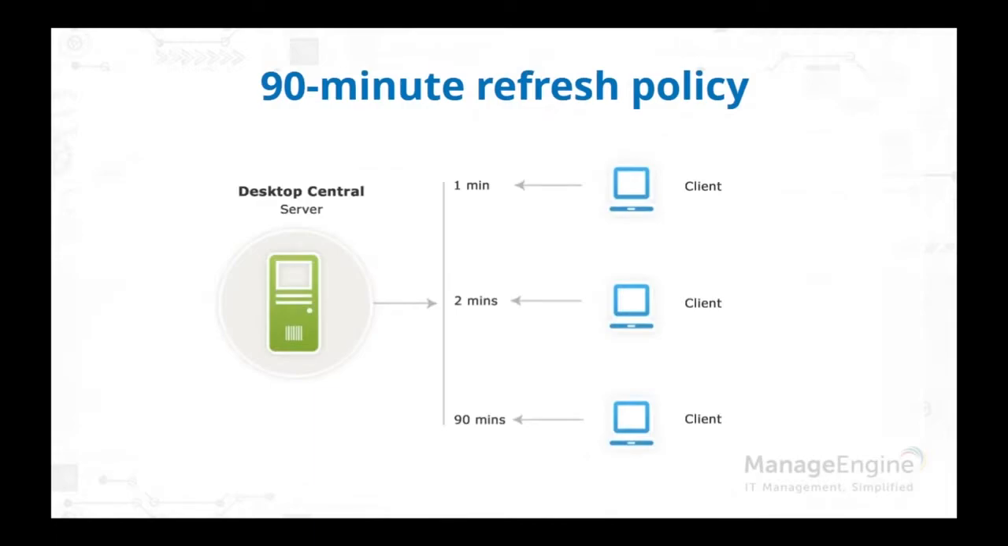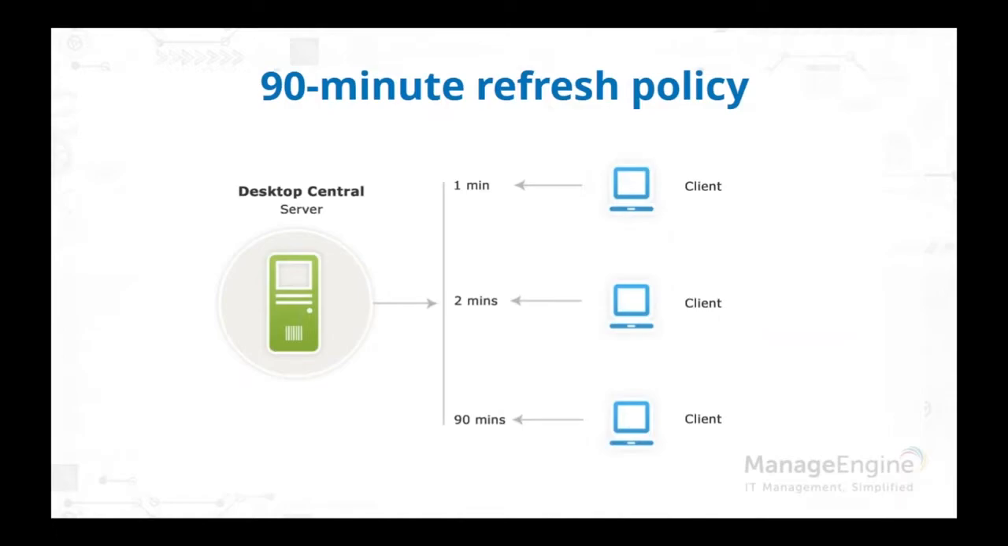Now let's quickly recap the 90 minutes refresh policy. The agent to server communication happens once in 90 minutes. A Desktop Central agent will contact the server on this 90 minutes policy, and this is called the agent refresh cycle. This ensures that all computers in the network contact the server periodically, and based on this, 2 important factors are ensured. Number 1, the network is not choked by any agent communication.